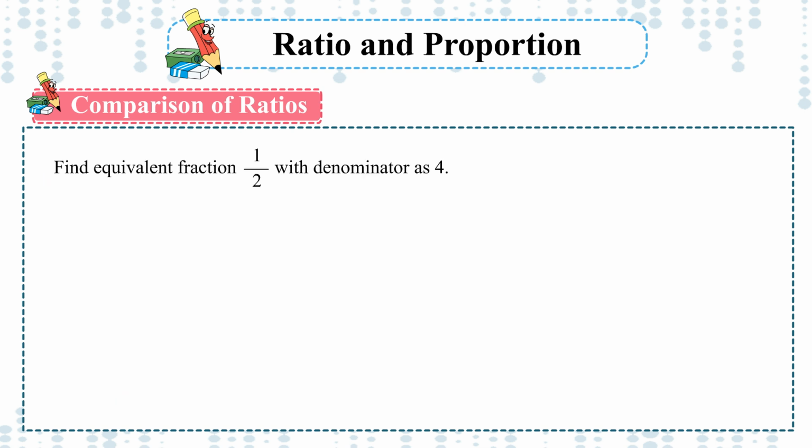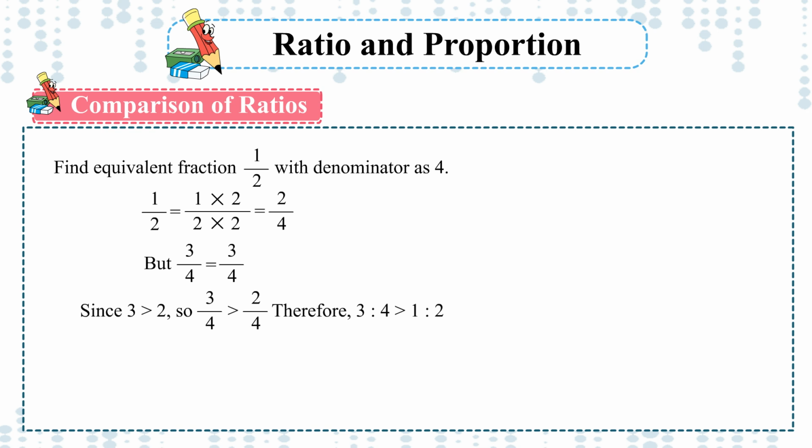Find the equivalent fraction of 1 upon 2 with denominator as 4. 1 upon 2 is equal to 1 multiplied by 2 upon 2 multiplied by 2, which is equal to 2 upon 4. But 3 upon 4 is equal to 3 upon 4. Since 3 is greater than 2, 3 upon 4 is greater than 2 upon 4. Therefore, 3:4 is greater than 1:2.